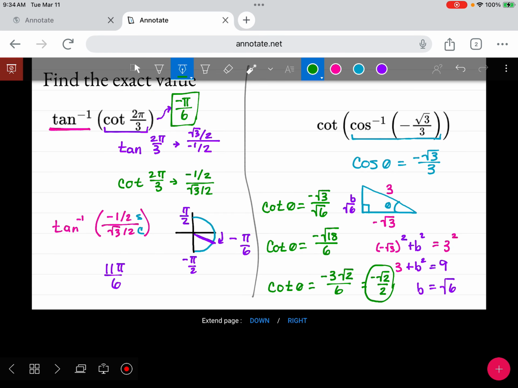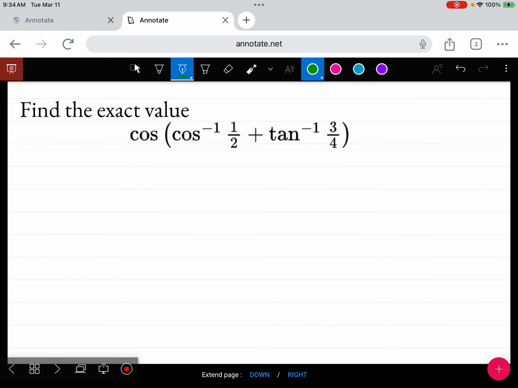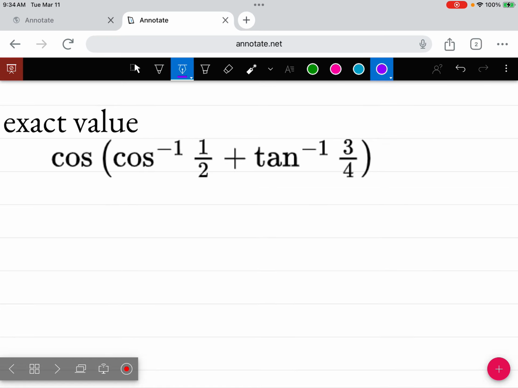Okay, I want to show us one more, last one, for the chapter. It's taking our inverses and combining it with our angle sum. So it's a little icky, but we can do this. They're asking us for the cosine of inverse cosine of 1/2 plus inverse tangent of 3/4. These inverses are angles. I'm going to call this one angle alpha, and I'm going to call this one angle beta, because we're looking at two different angles here.